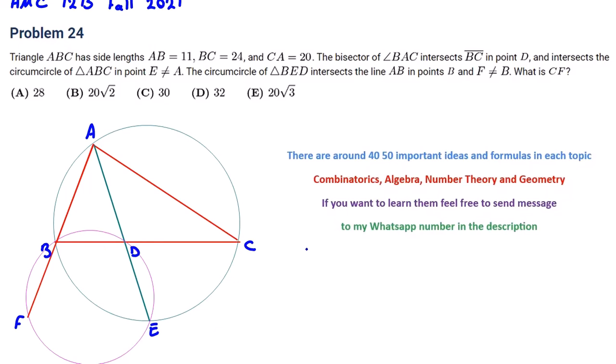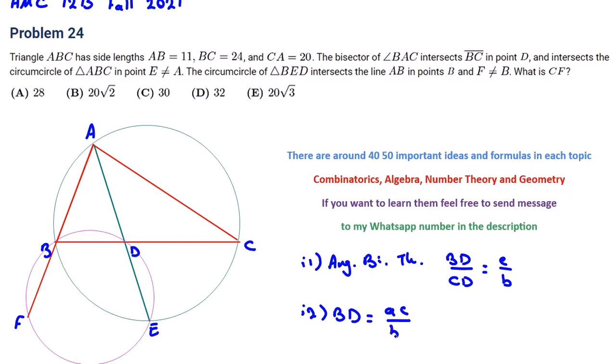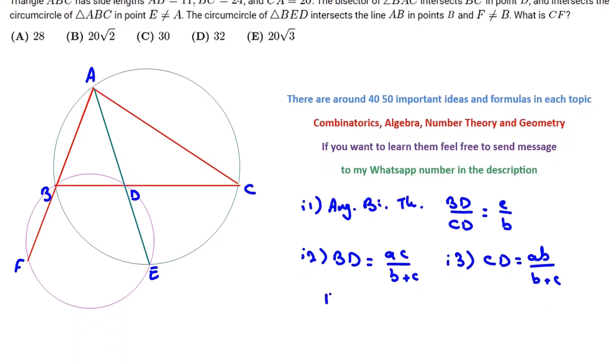So BD, let me tell you, idea 1 is the angle bisector theorem. It says BD over CD is AB over AC, we can call it c over b. Idea 2, if we want to calculate BD separately, it will be ac over b plus c. Similarly, idea 3 is CD equals ab over b plus c. Now we can find BD and CD. Try to prove this as homework 1.